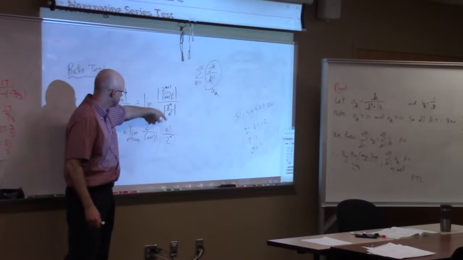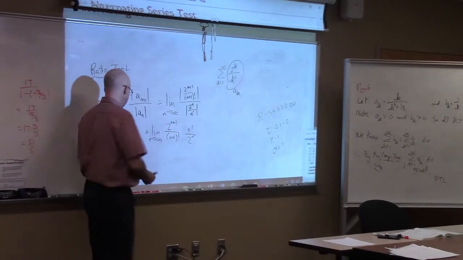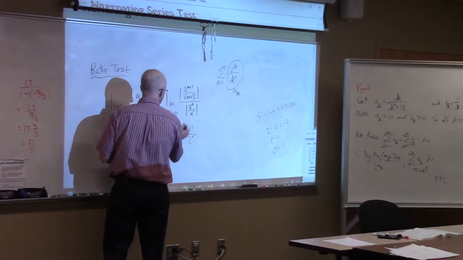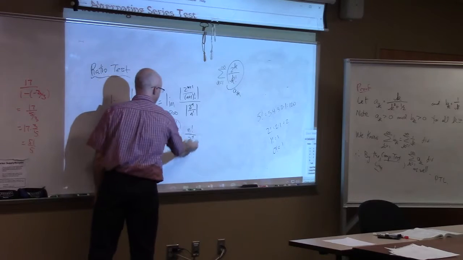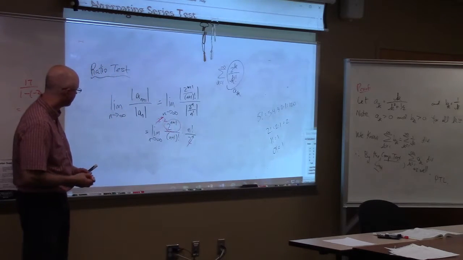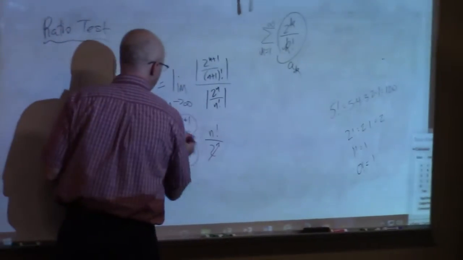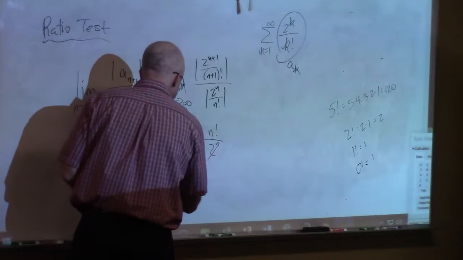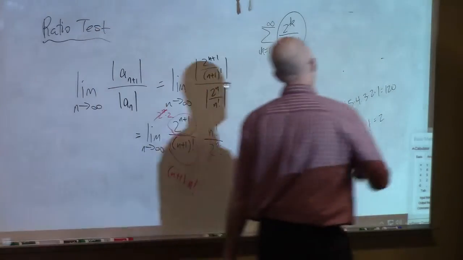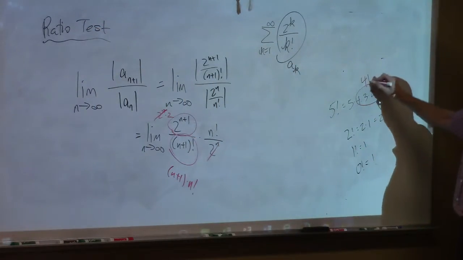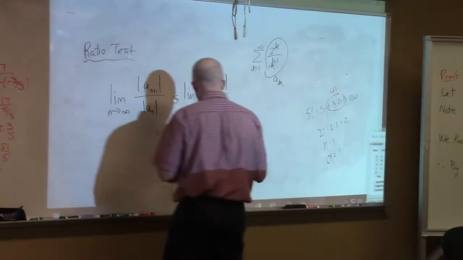Dividing by this fraction is the same as multiplying by its reciprocal. That looks pretty nasty, but it's actually pretty nice. 2 to the n plus 1 is the same as 2 to the n times 2. So the 2 to the n's cancel. There's a 2 to the n times 2. N plus 1 factorial, I hope you see, is the same as n plus 1 times n factorial. Right? Because, for example, 5 factorial is 5 times 4 factorial. So the n factorials cancel as well.